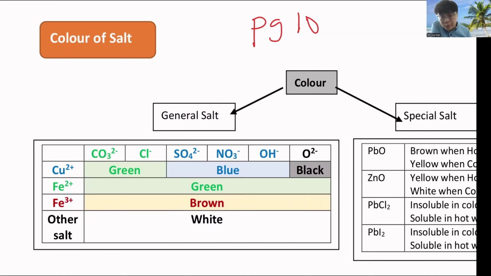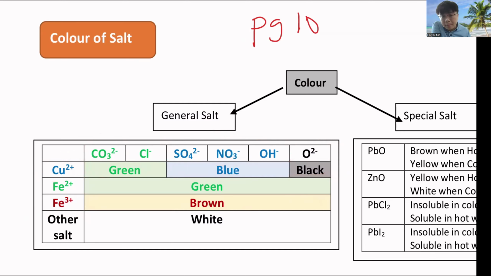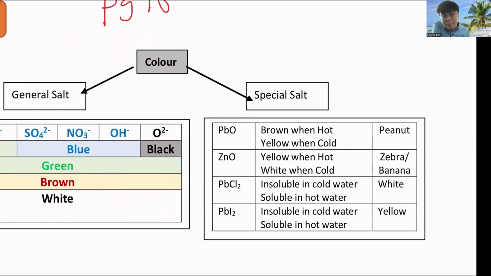Okay, the one that frequently comes out is copper. Copper is very popular because it changes color. Most of the copper compounds are blue. Copper 2 sulfate, copper 2 nitrate, copper 2 hydroxide are all blue. Except copper 2 oxide is black and copper 2 carbonate is green. This is the one that keeps coming out. Copper 2 carbonate is green, copper 2 oxide is black. Later we'll try all the questions there.